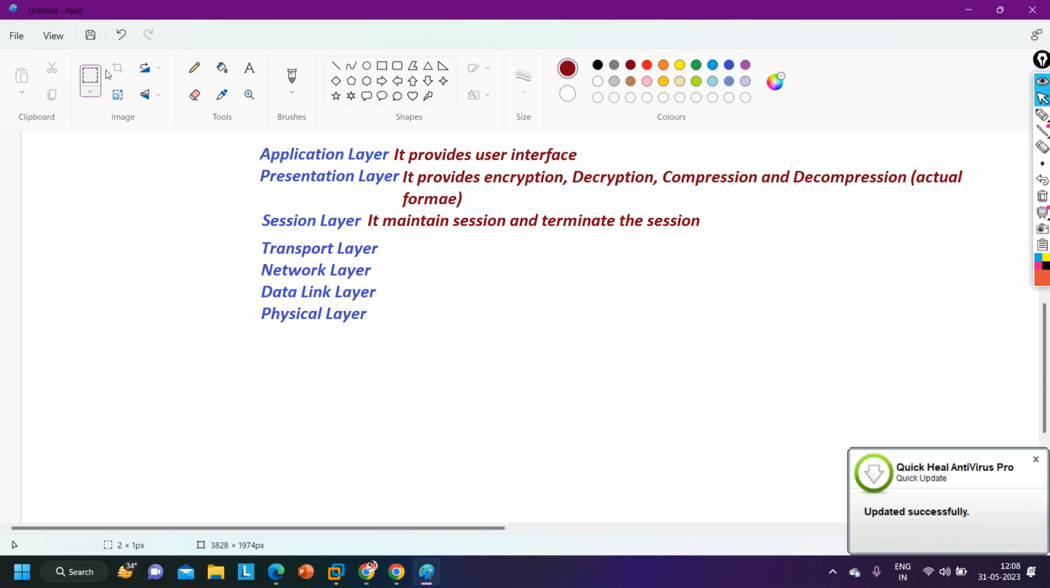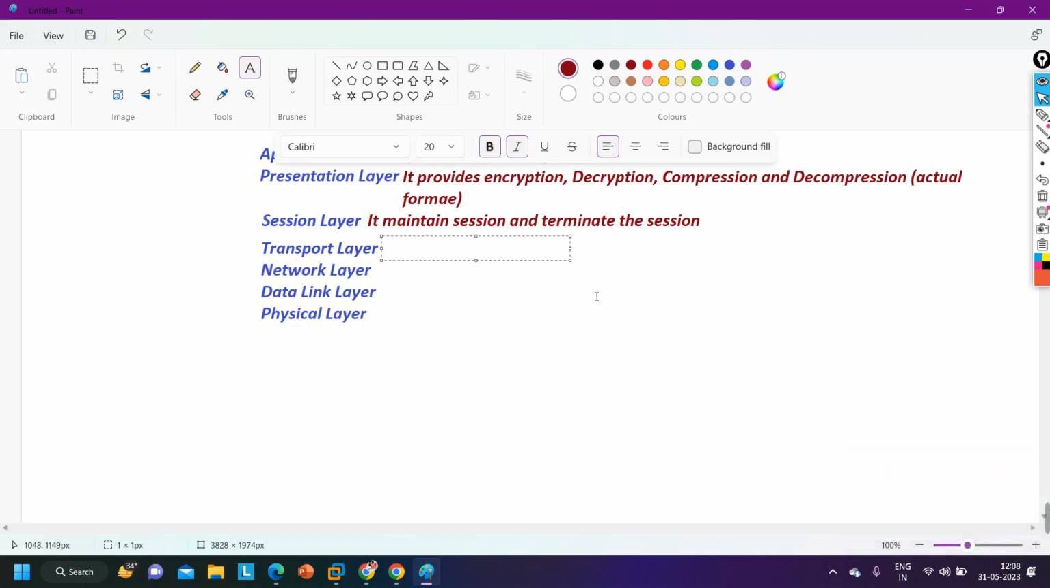Okay, now the question is, what is the transport layer? I am giving you an overview of the transport layer. The transport layer deals with port addresses, or we can say it is responsible for service to service communication.